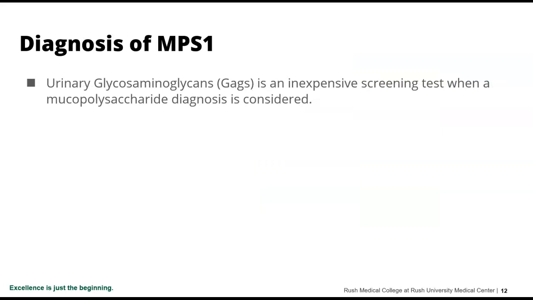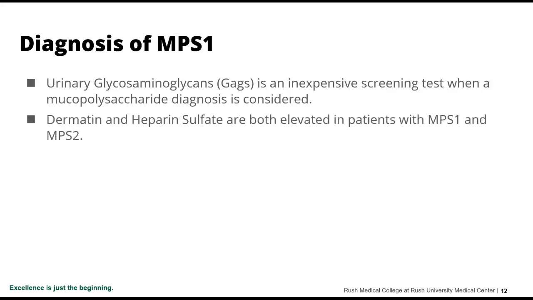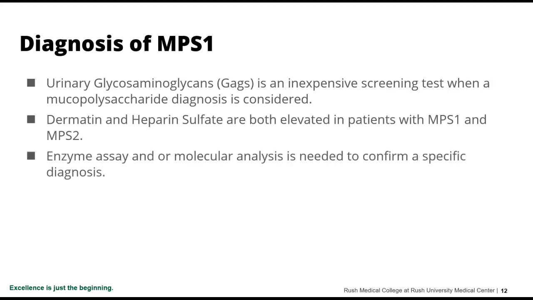So, diagnosis. Urine glycosaminoglycans is an inexpensive screening test to look for mucopolysaccharide disorders, if it's on your differential. Dermatan and heparan sulfate are both elevated in patients with MPS I and MPS II. Enzyme analysis and molecular analysis are needed to confirm the specific diagnosis. One of the reasons I have to revise these lectures every year is because things change so much in genetics. Ten years ago, I would only do urine, and then I'd follow up with enzyme. Now, probably the most cost-effective approach, probably even cheaper than doing urine mucopolysaccharides or glycosaminoglycans, is just doing DNA.